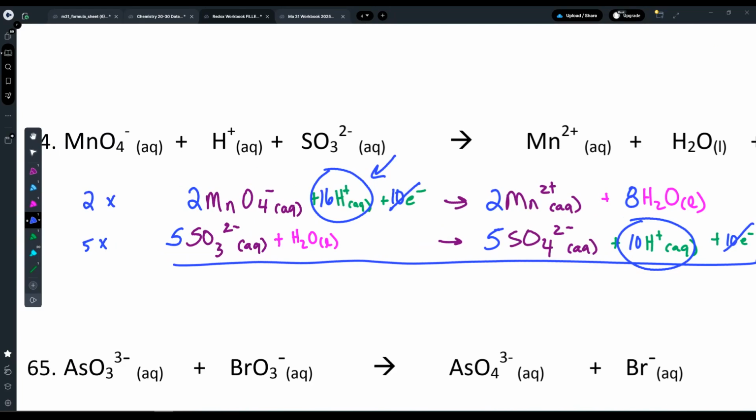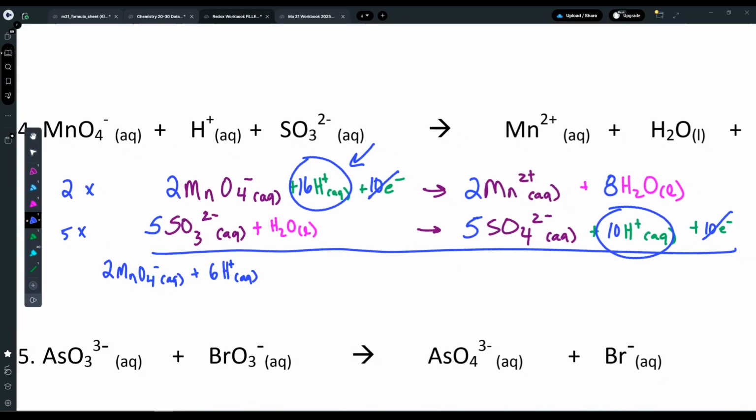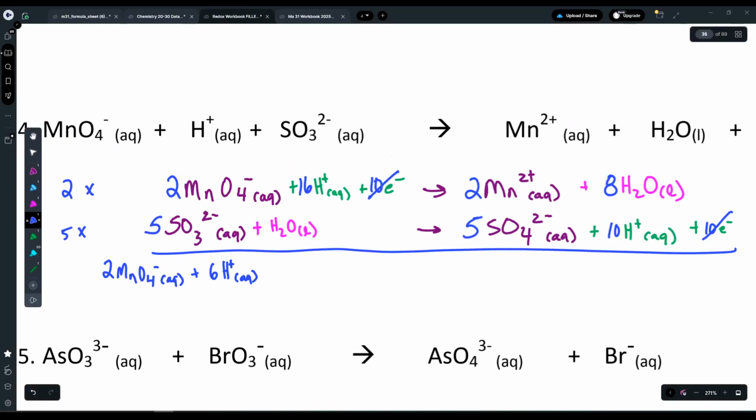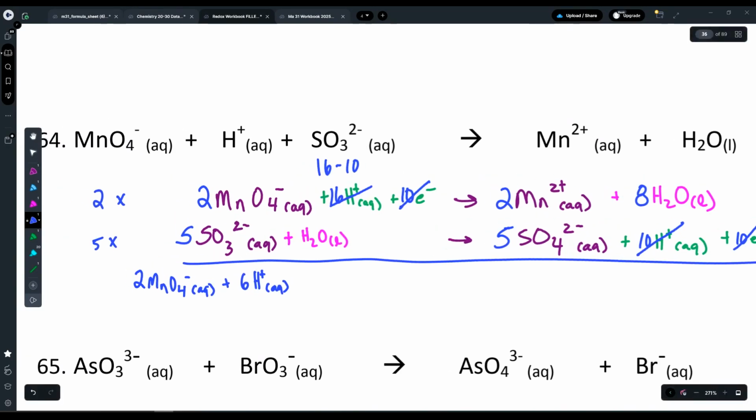So I'm just going to do that really quick, and then I'll talk about the waters. So 2 permanganate ions plus 6 H plus ions. Okay. So again, we're just subtracting 16 minus 10 to deal with that. Okay, so moving on to the second equation. So we've got 5 sulfites. There's nothing to cancel those out. So I'm just going to write that.